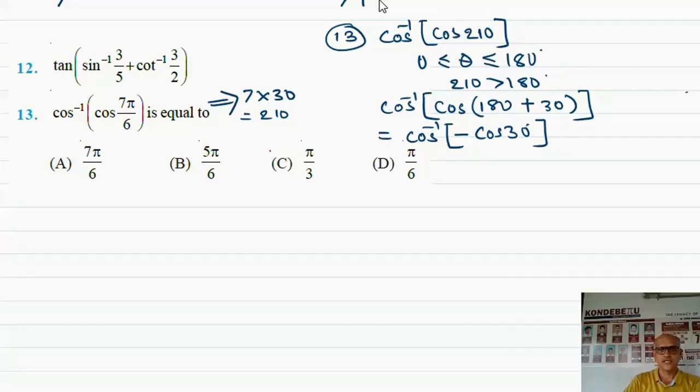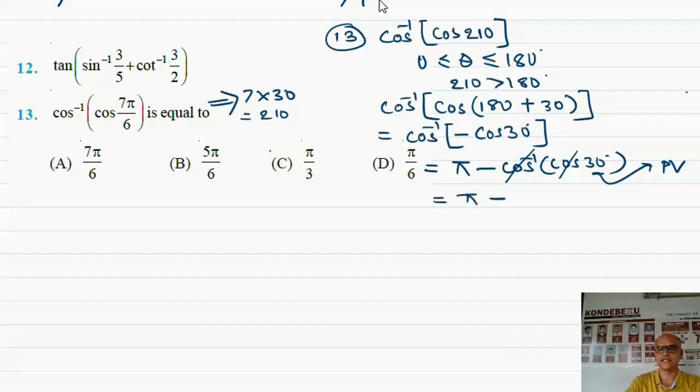Now when there is a minus inside cos, we write it as pi minus cos inverse of cos 30. Now this 30 degree is the principal value, so you can cancel this. 30 degree in radian is pi by 6. So if you take LCM, you will have 5 pi by 6. So the answer is D, 5 pi by 6. Clear?